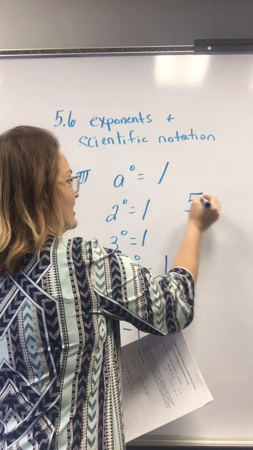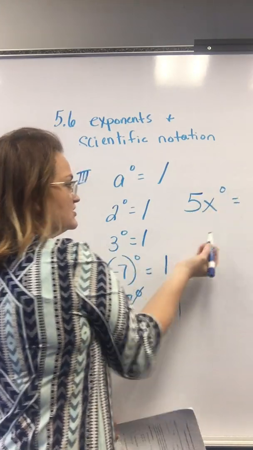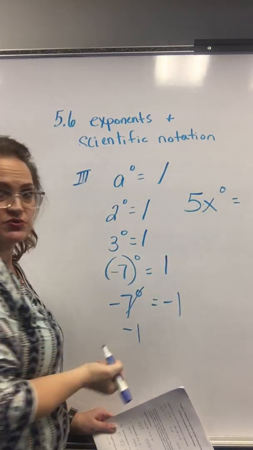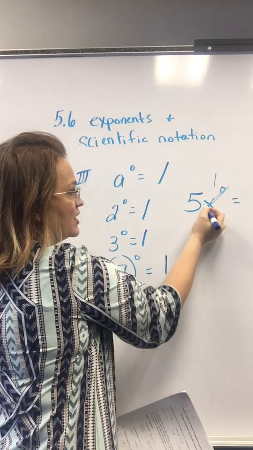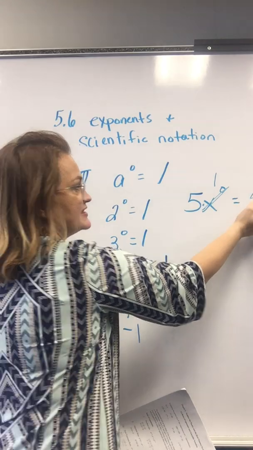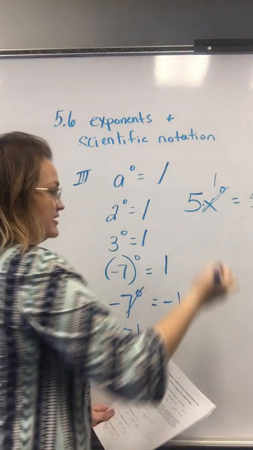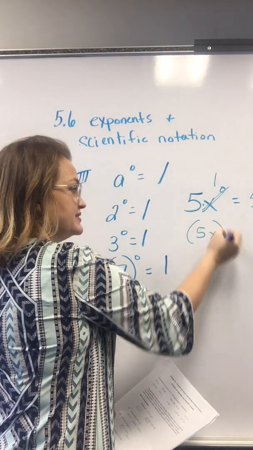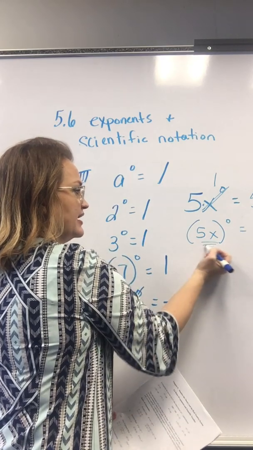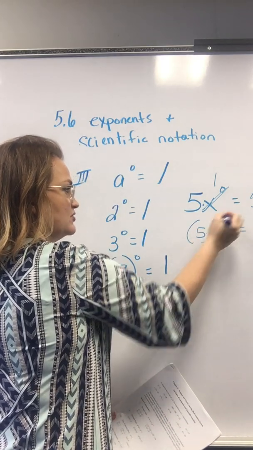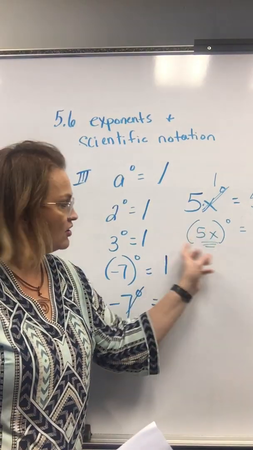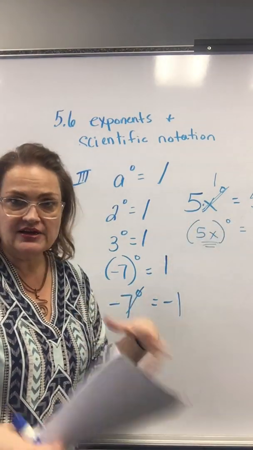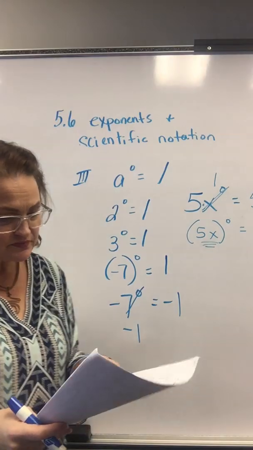What if we wrote 5x to the 0? There's a little subtle multiply right between those. So we do x to the 0, anything to the 0 is 1, and then times 5 makes that 5. And then lastly, if it's in parentheses, any value raised to the 0 is 1. All the parentheses designate all this stuff is raised to that power. That's what goes to that power.